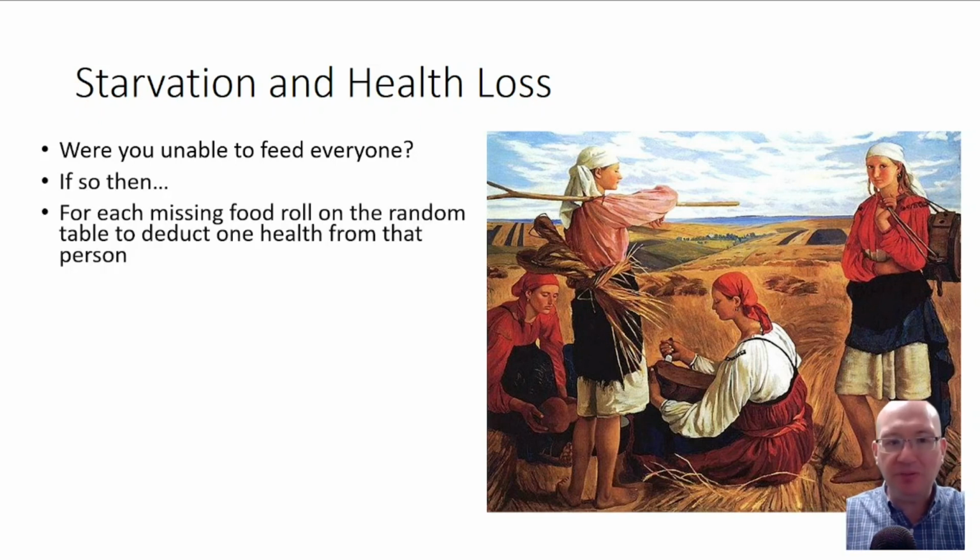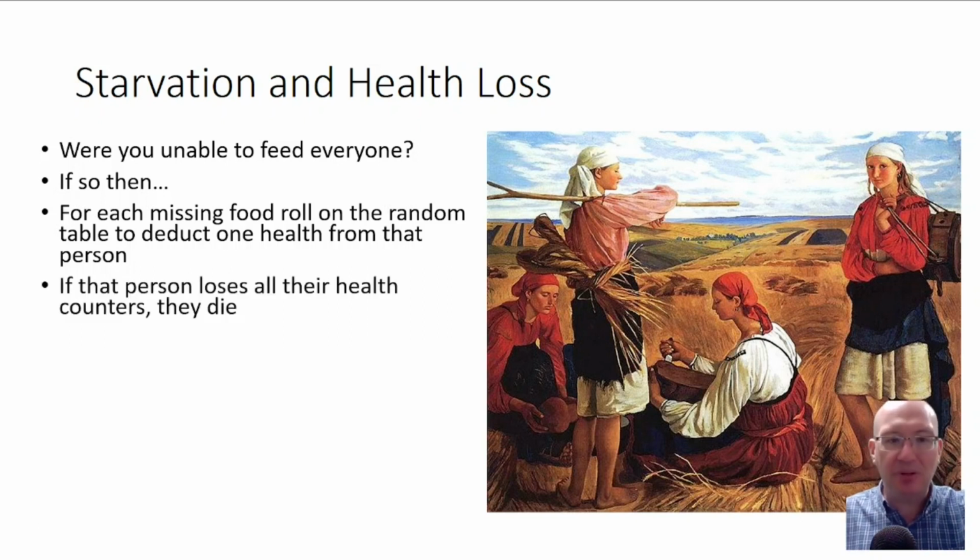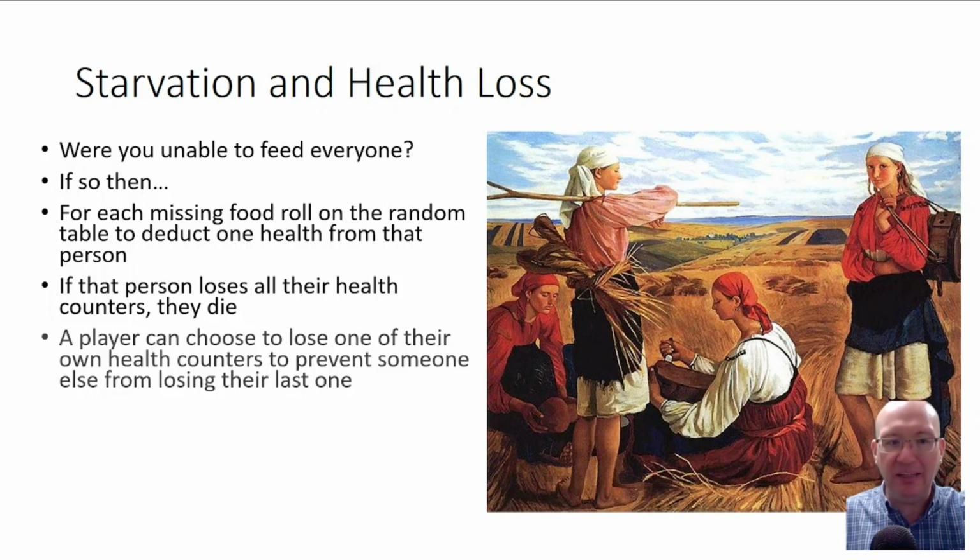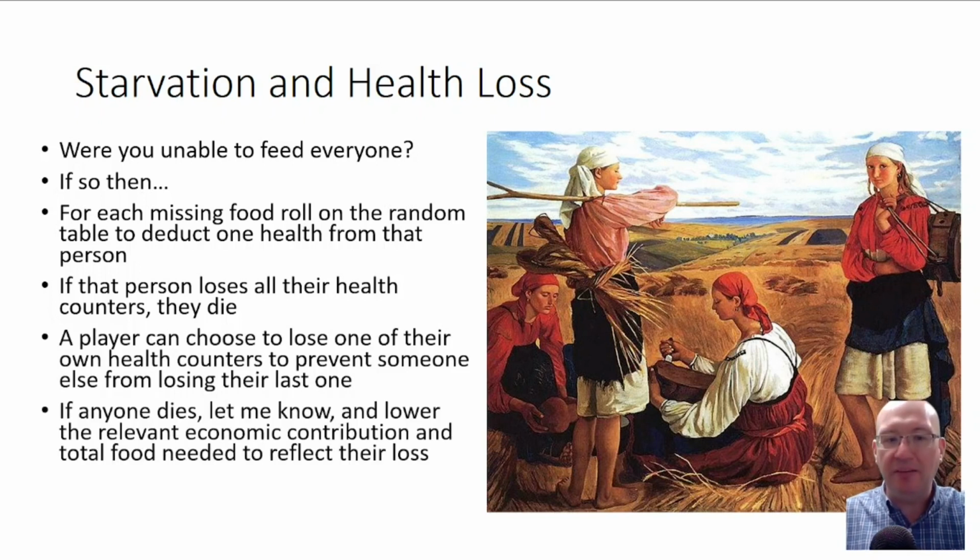Then for each missing food, roll on the random table to deduct one health from that person. And I can hold up the board, or I can have another image of the board and say, here's the random table. If that person loses all their health counters, they die. A player can choose to lose one of their own health counters to prevent someone else from losing their last one. If anyone dies, let me know, and lower the relevant economic contribution and total food needed to reflect their loss. Right. So that's basically the rules there.